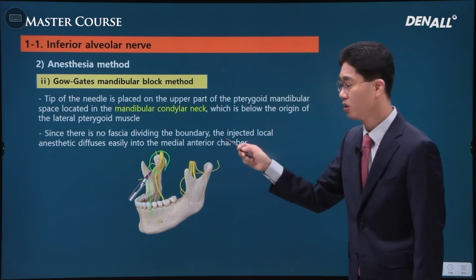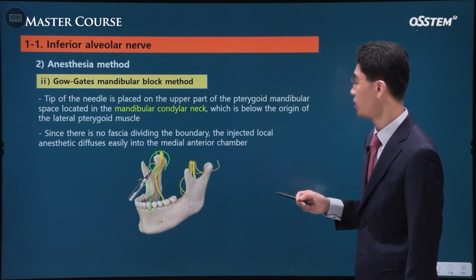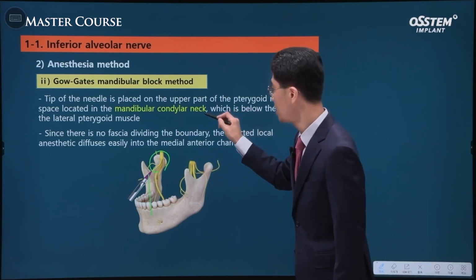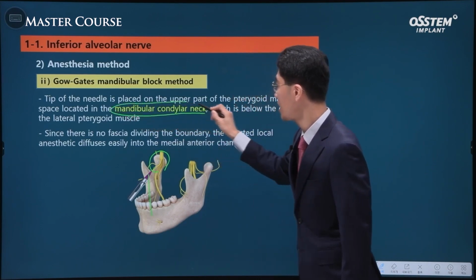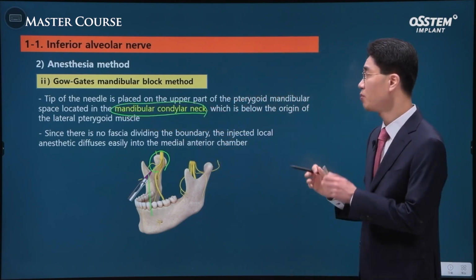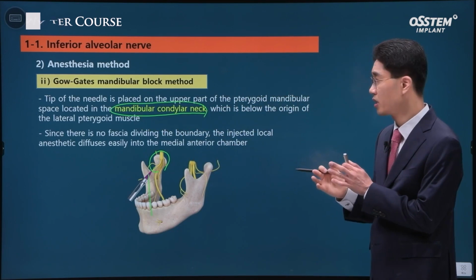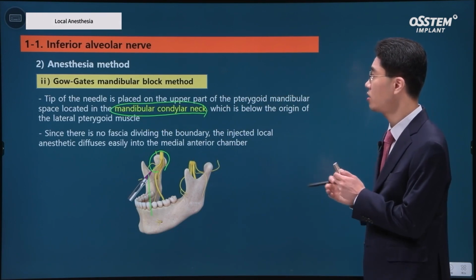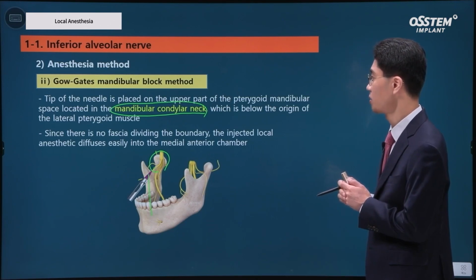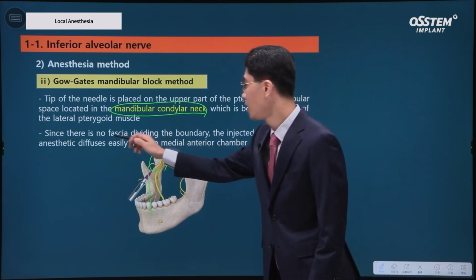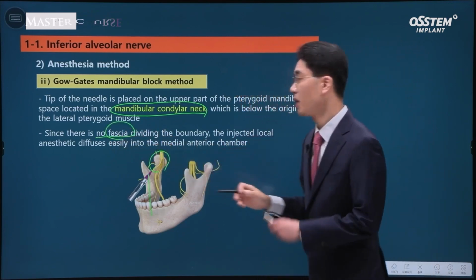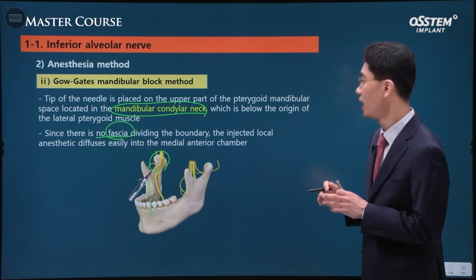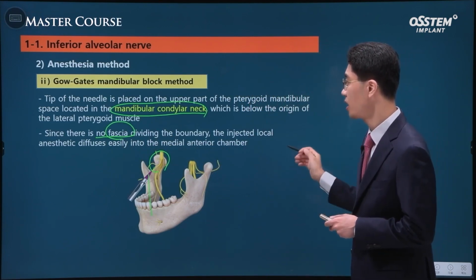The needle is inserted in the mandibular condylar neck, and the needle goes in this area. There is no fascia dividing the boundaries, so the injected solution can be diffused easily. Let's look at an image like this.